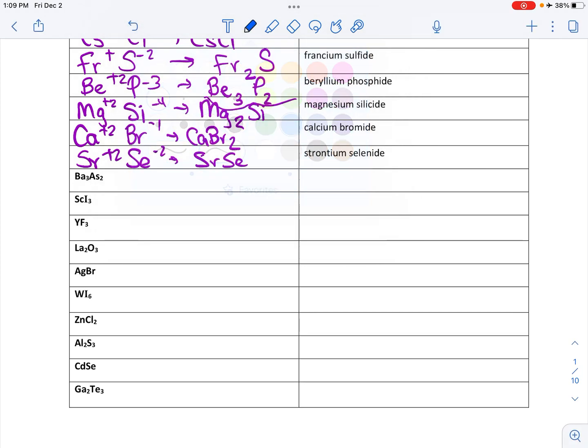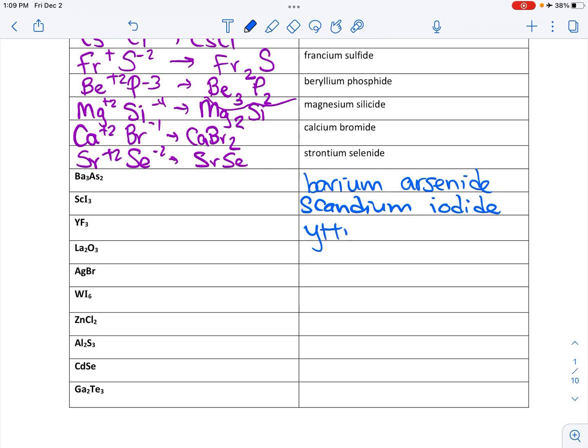All right, now we're going to write names. The first element name stays the same. So this is barium. If you're not sure, use table S. As is arsenic. We make that arsenide, ending with IDE. Scandium. And then iodine becomes iodide. Yttrium, that's Y. Fluorine is fluoride. Make sure you spell it right. Lanthanum. And then oxygen becomes oxide.